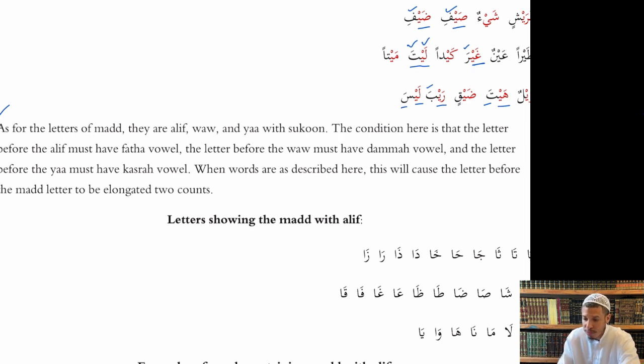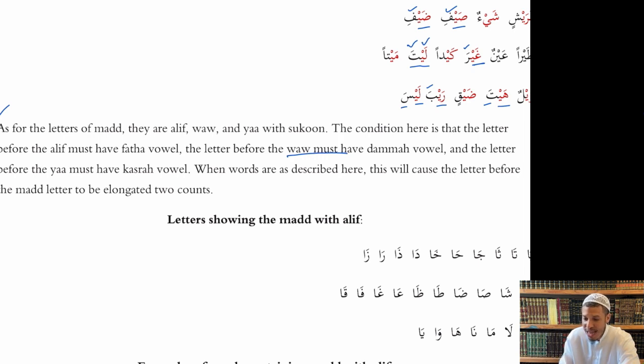Now, the letter before the waw must have dhamma vowel. So you have a waw with a sukoon, and the letter before it has the dhamma vowel. Then we're elongating that letter that has the dhamma vowel. We're elongating it.